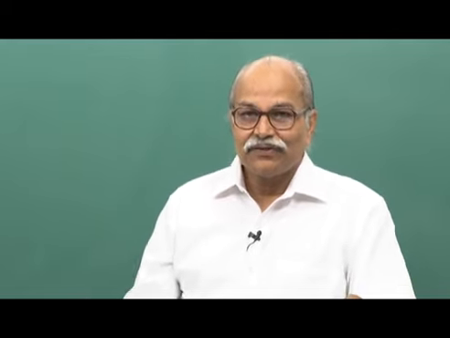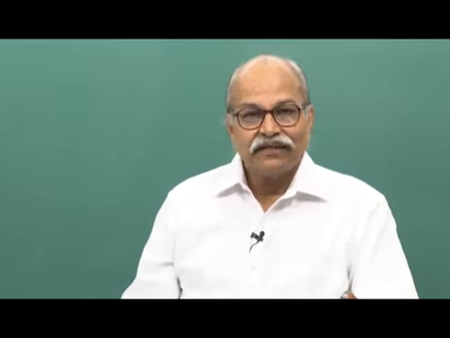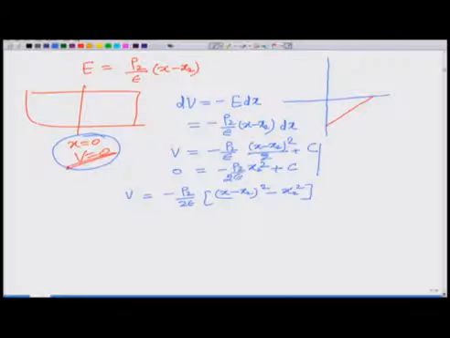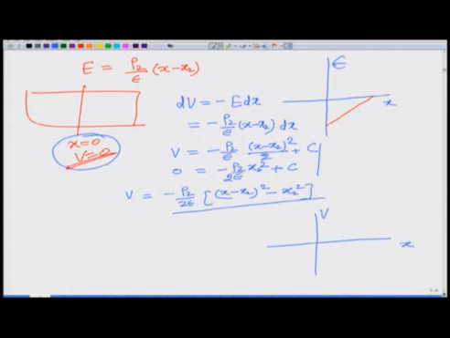It is quadratic. Since the field is linear, the potential has to be quadratic. So, if this is x equal to 0, let me plot this V also. If I plot it here, this is now x and this is now V; this was E and this was x. So, what happens at x equal to 0? As you see from this equation, at x equal to 0, V is 0. We have already put that.